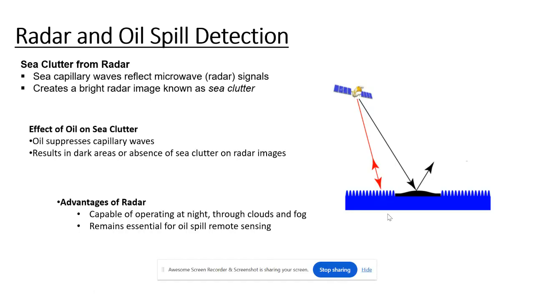And when the oil is present on the surface of the sea, it suppresses these capillary waves. As a result, the radar shows dark areas where the oil is located. Because of this contrast, it helps us to identify the oil spill and the area without the oil spill.